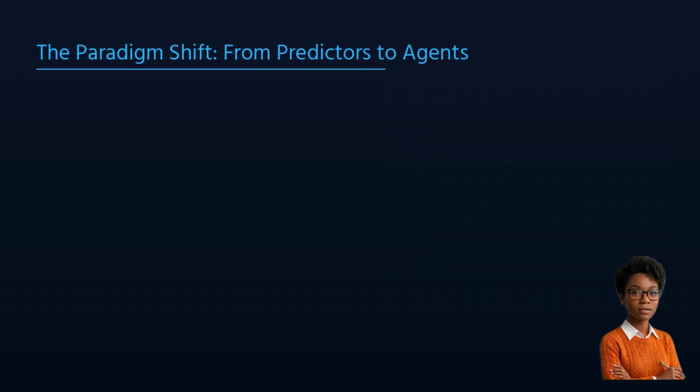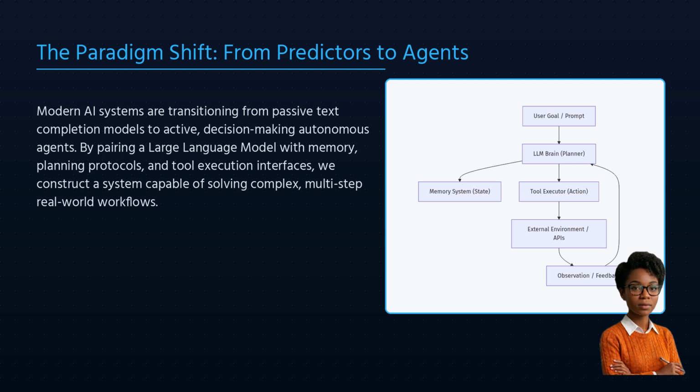Hello everyone, and welcome to our series on autonomous systems. Today, we are stripping away the AI hype and looking under the hood of modern AI agent architectures. Standard LLMs are brilliant pattern recognizers, but they are fundamentally stateless and passive. By the end of this lecture, you will understand how we construct stateful, goal-oriented systems using the ReAct pattern.